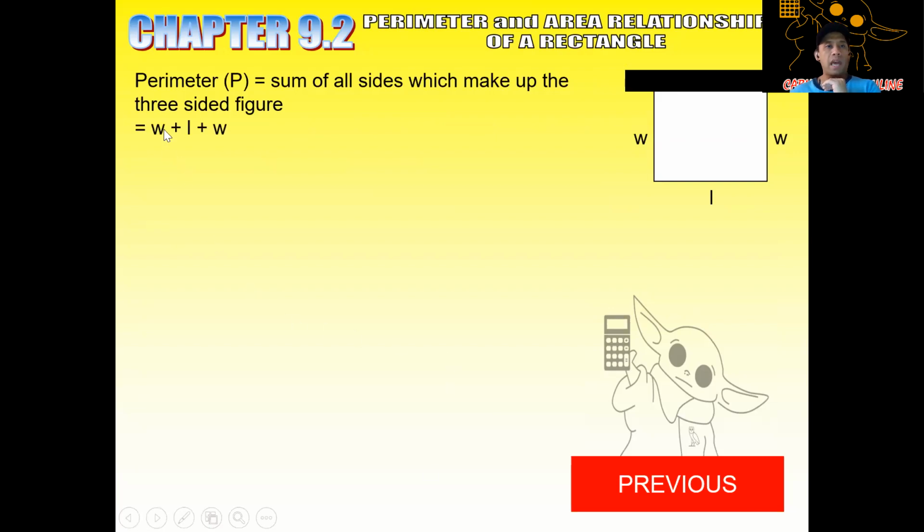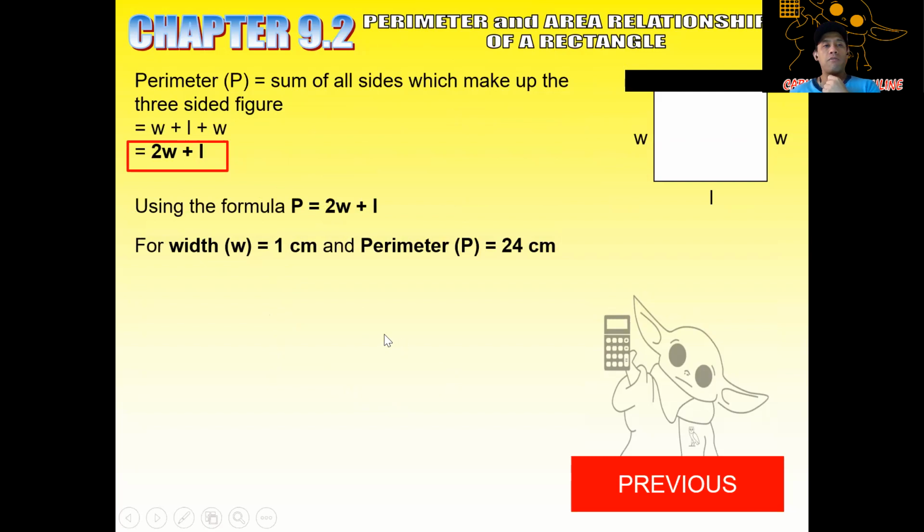Okay, so you can see that what I have here is W plus L plus W. Now remember back in chapter 3, we discovered collecting like terms, and that's exactly what I'm going to do in the next step. So when I add these two W's together, that's going to give me 2W, and then 2W plus L. All right, so that's going to be the formula of a three-sided rectangle. Okay, now in order to figure out the length for a three-sided figure with a width of 1, we're going to use this formula to solve for that.